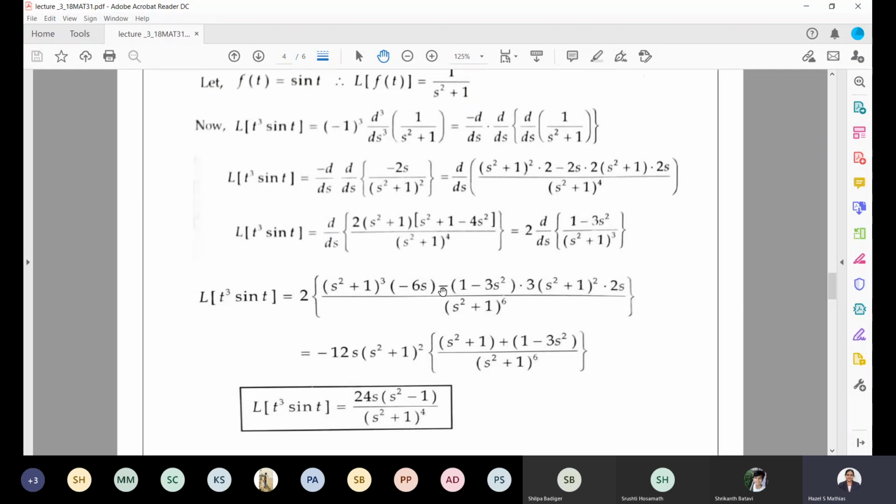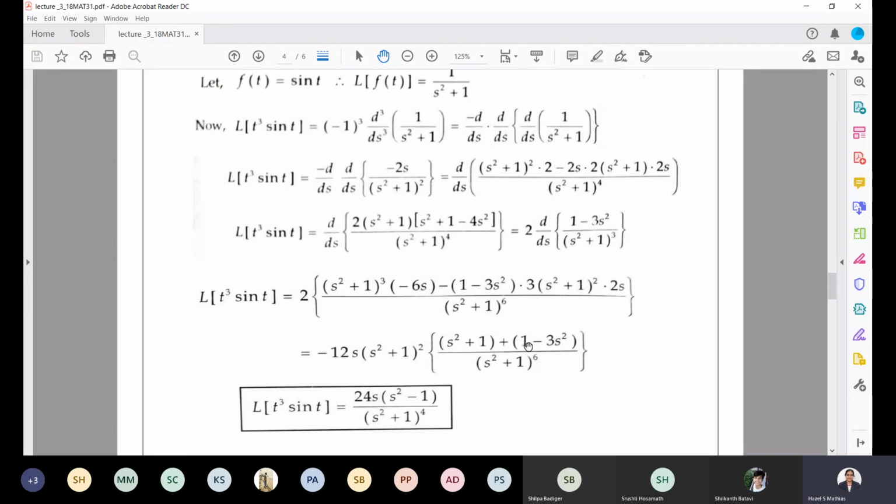Then plus, as minus is taken outside, here also minus taken outside, plus 1 minus 3s square will remain because rest all terms are taken outside. Here 6s minus 6s into s square plus 1 whole square is taken outside. So whatever is remaining over here, it is 1 minus 3s square will remain. Rest all terms are taken outside, divided by s square plus 1 whole power 6.